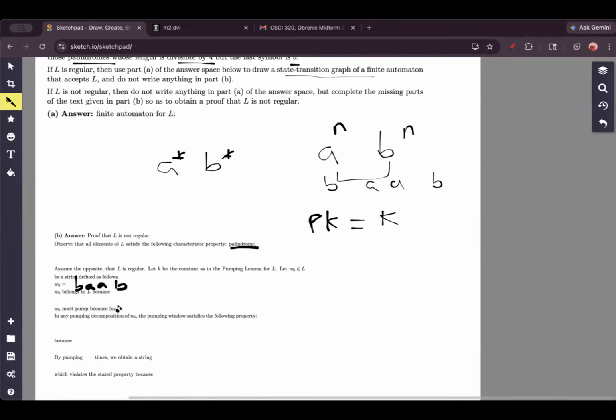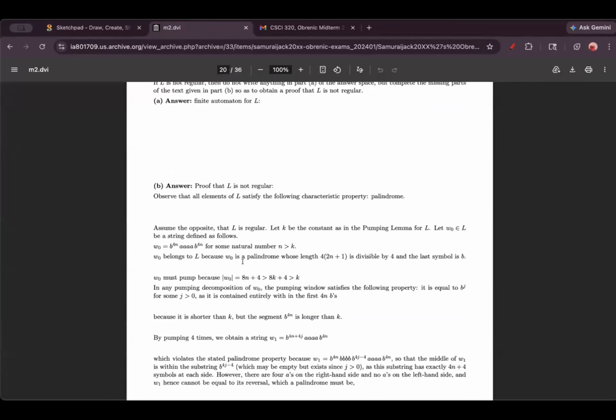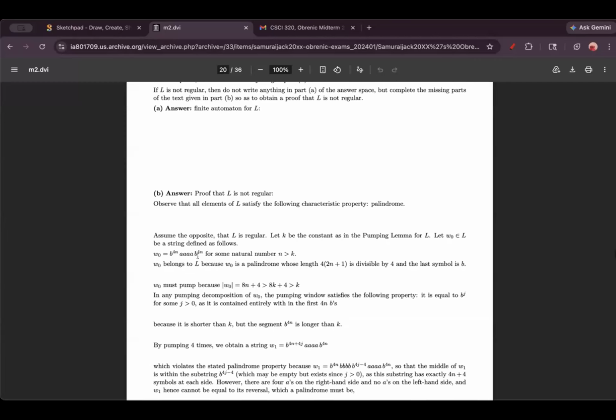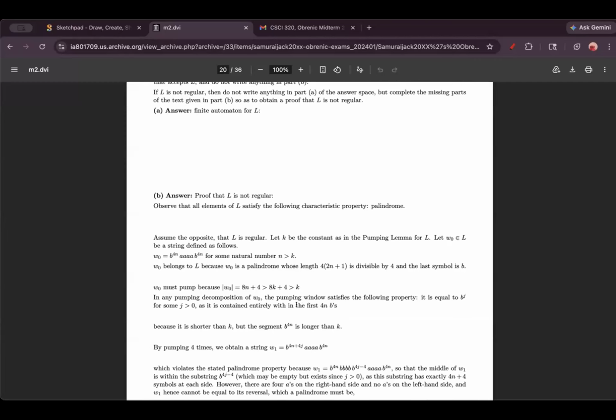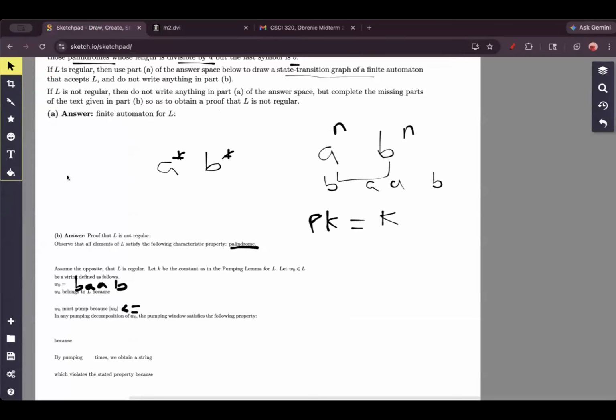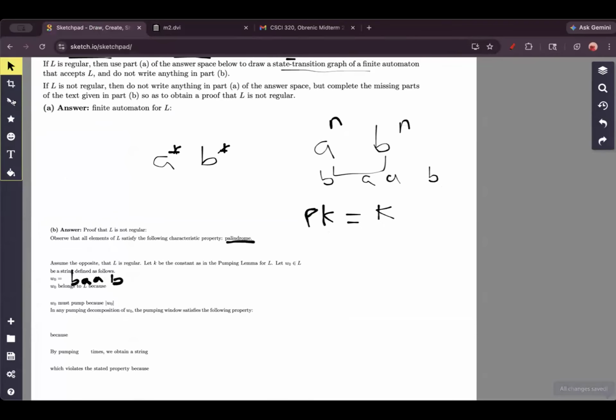W0 must pump because the length of W0 is going to be less than our pumping constant. Wait, is it less than or equal to, or strictly less? I think it's less than or equal to. Check. Oh, it's greater than. My bad. I'm sorry, I haven't done pumping lemma since last semester.